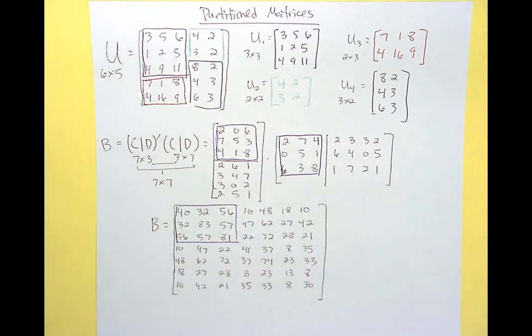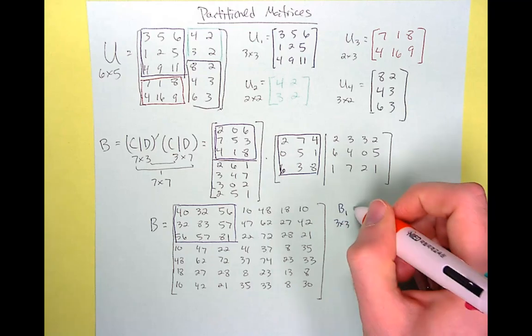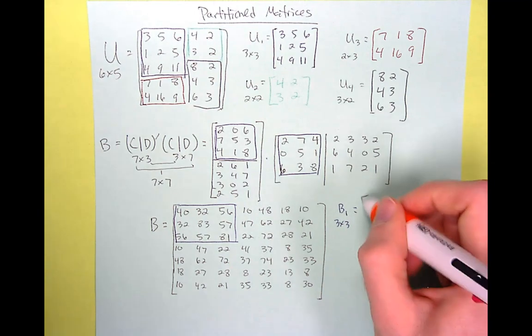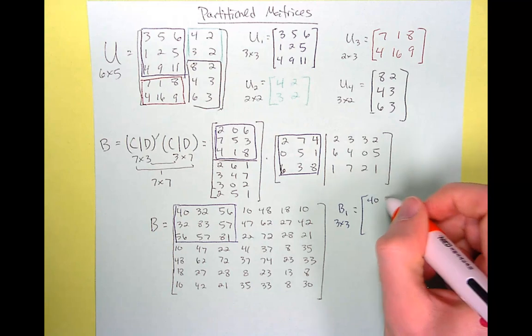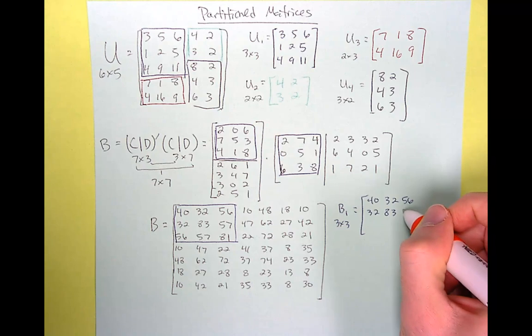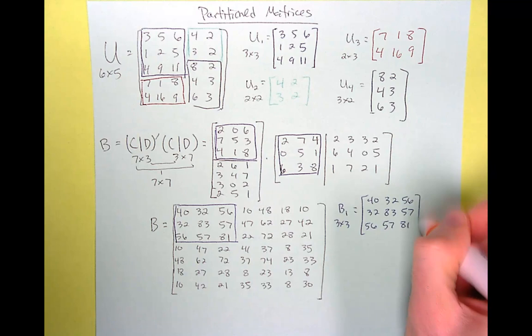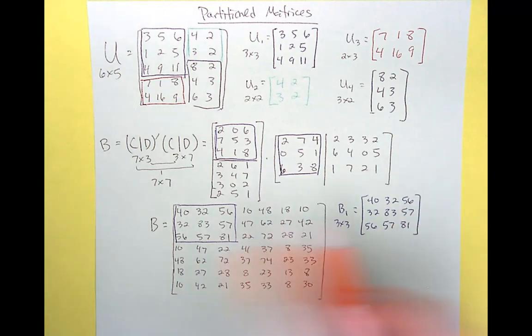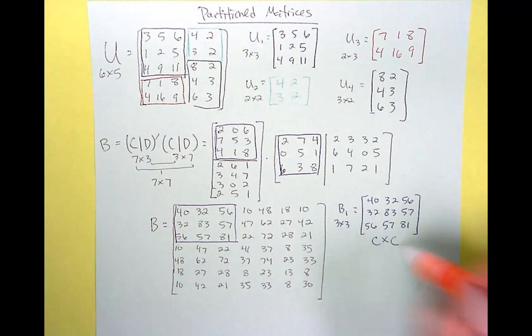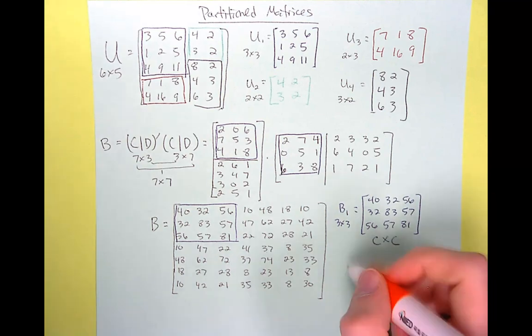And we're going to call that B1. B1 is a 3 by 3, and it equals 40, 32, 56, 32, 83, 57, 56, 57, 81. And this is actually multiplying C by C. That's what you get. So I'll do the next one in green, is B2.